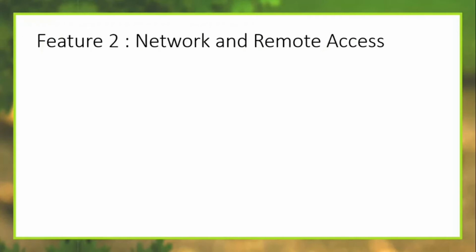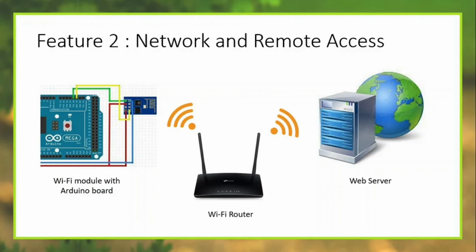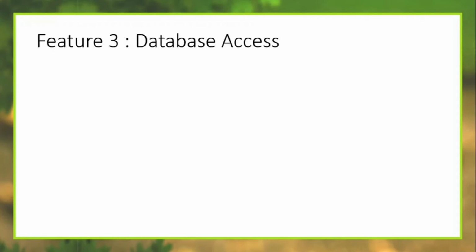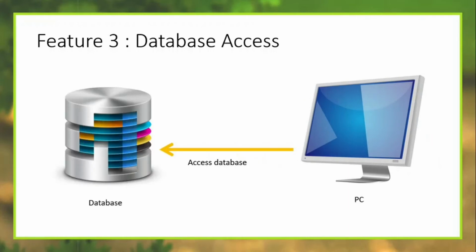Feature 2 is network and remote access. In order to do this, we follow the following procedure. A Wi-Fi module is connected to an Arduino board. And with the help of that Wi-Fi module, we're going to transfer that data to a Wi-Fi router, and via that, we are going to transfer that data to a web server. That way, all the data will be stored in a web server, and that can be accessed later. The third and last feature is accessing the database to view all data. Simply, the PC can log into the database and collect data easily.